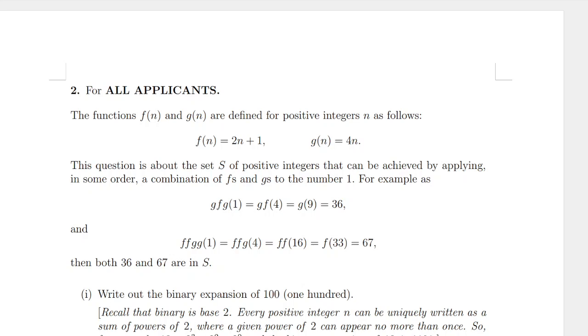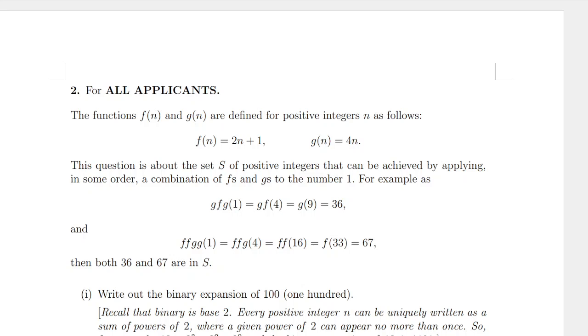So let's see. The functions f of n and g of n are defined for positive integers n as follows. f of n is 2n plus 1, g of n is 4n. Great. And this question is about the set S of positive integers that can be achieved by applying some f's and g's to the number 1. That's quite important. You can only apply a sequence of f's and g's to the number 1. And they gave you some examples. Brilliant. Okay, so let's dive straight into the questions.